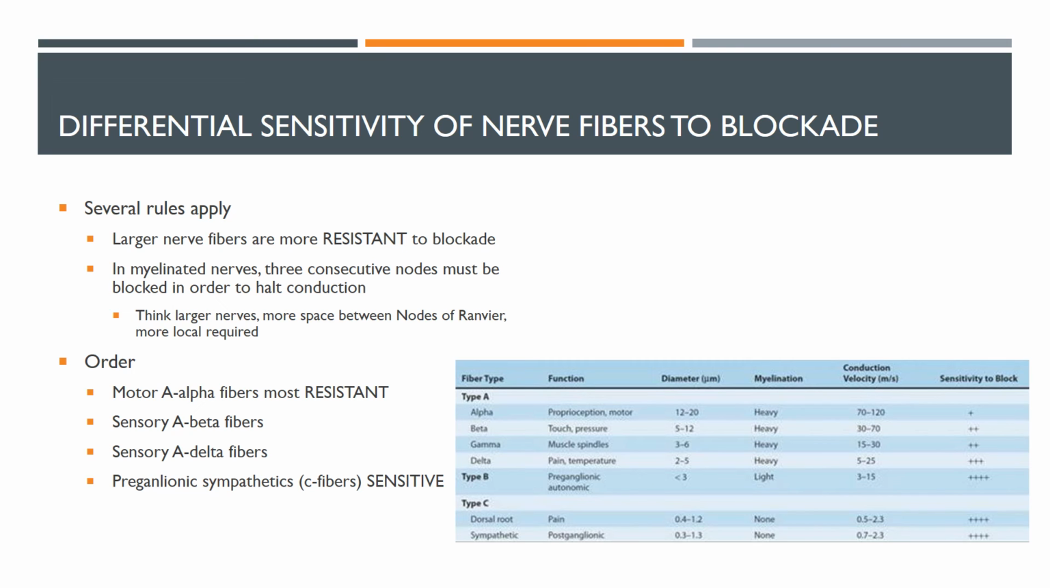So if we look at the chart on the right here, we can see that our motor nerves are most resistant. These are large A-alpha fibers. And then our sensory nerves are more sensitive on down the line by size. So our sensory A-beta fibers are next, then our sensory A-delta fibers are even more sensitive. The nerves that are most sensitive are preganglionic sympathetic nerves, which are the C fibers. Again, looking at this chart, we can see that is true. Again, the larger the nerve fibers, the more they are resistant to blockade by local anesthetic.